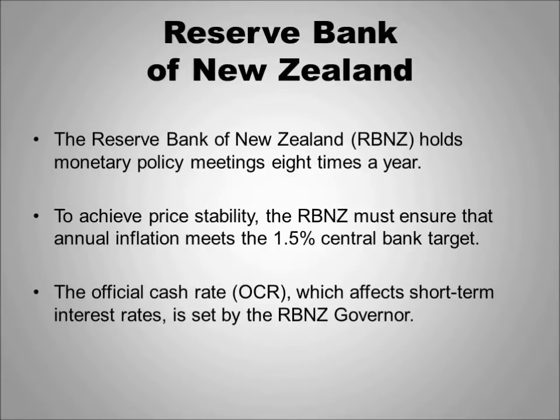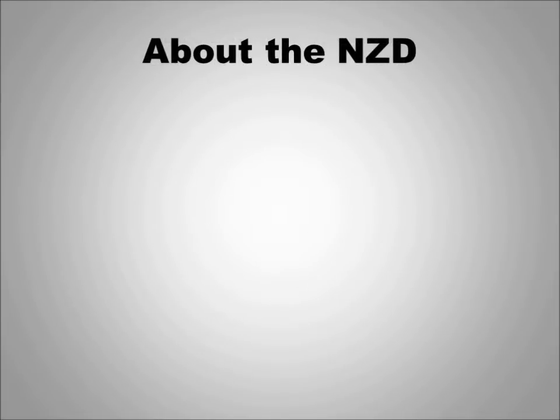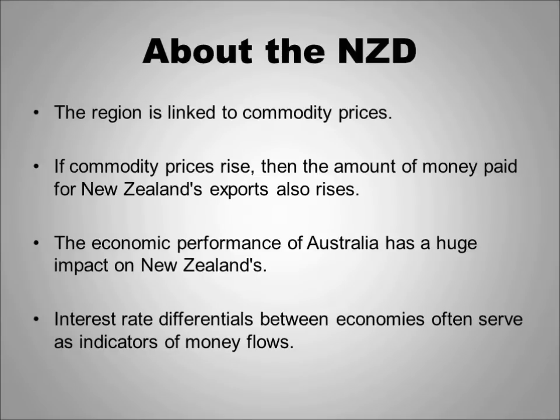Okay, so let's talk about the Reserve Bank of New Zealand. They hold monetary policy meetings 8 times a year, and to achieve price stability, they must ensure that annual inflation meets the 1.5% standard. The official cash rate, which affects the short-term interest rates, is set by the governor of the Reserve Bank of New Zealand, or the chairman of the RBNZ. They just call it governor, different words.